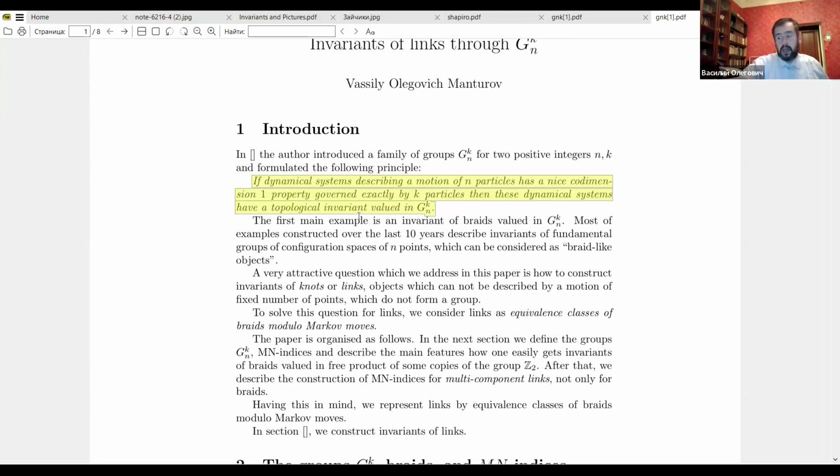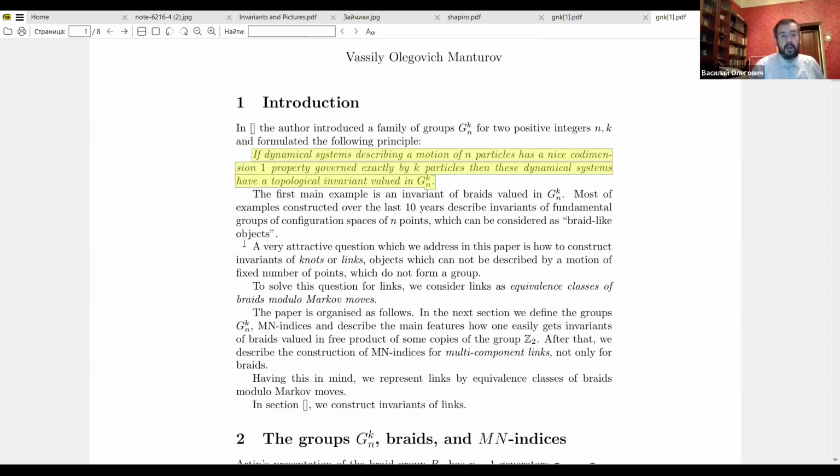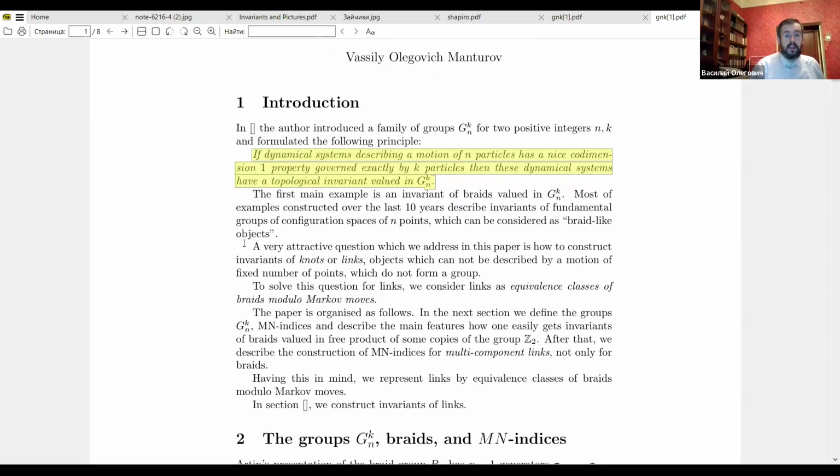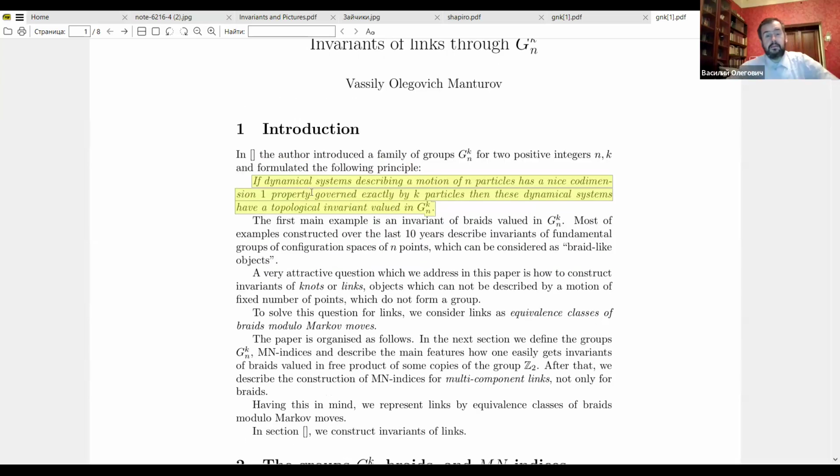I will tell what happens with braids, and actually, the first key example we have is related to maps from the braid group, or maybe pure braid group, to the groups GN3 and GN4, with the property being 3 points are collinear or 4 points belong to the same circle or line.